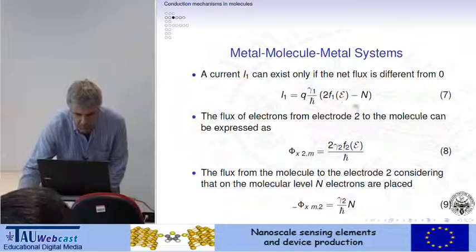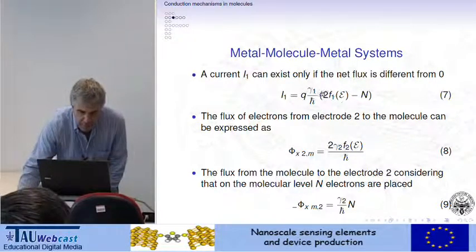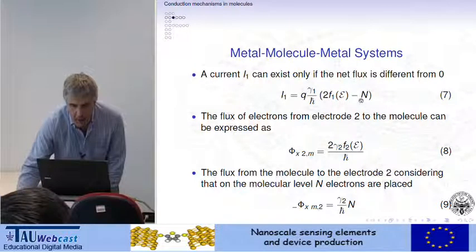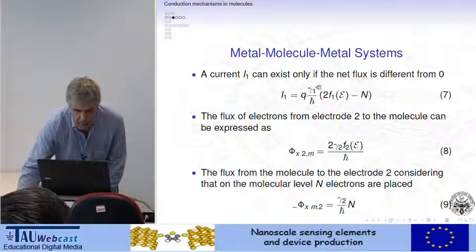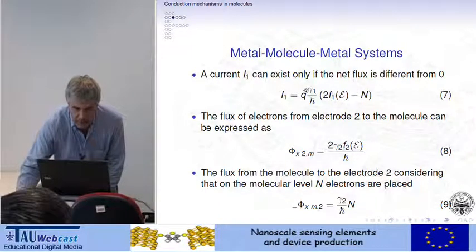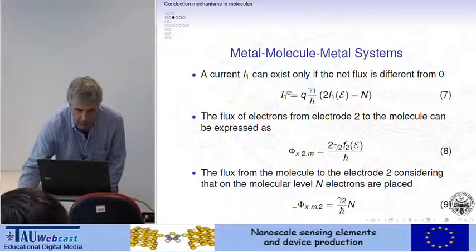So what we can write is exactly what I said. This is the term related to the flux of the electrons from the electrode to the molecule, minus gamma 1 over h bar n, that is the flux traveling from the molecule to the electrode. You know that a current can be directly obtained as a flux times charge. So q times this quantity will be the current I1.